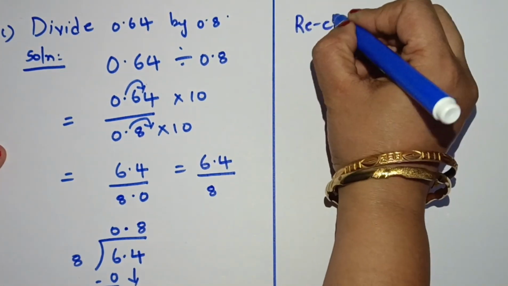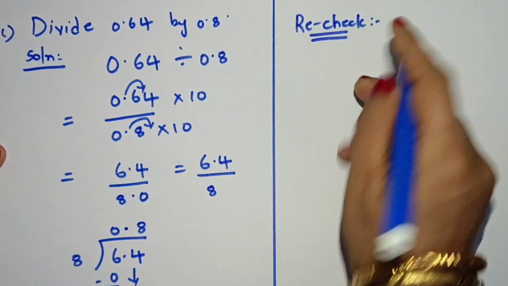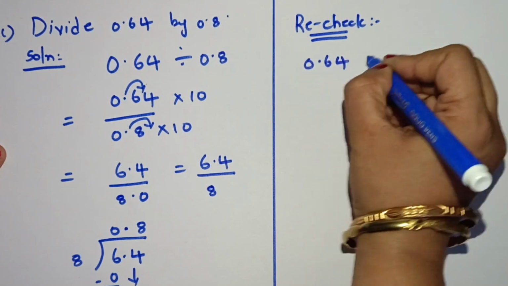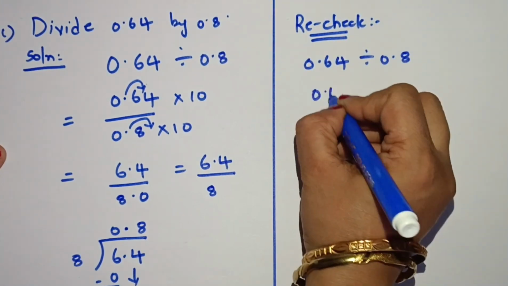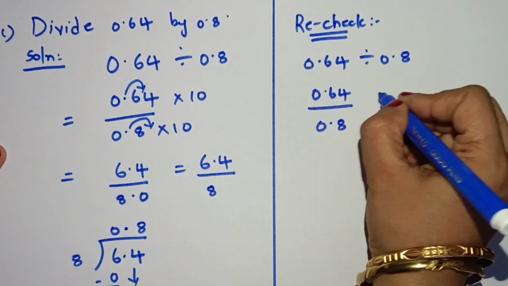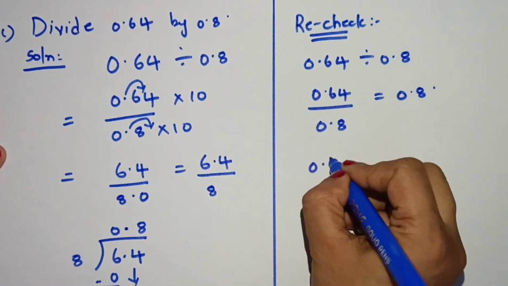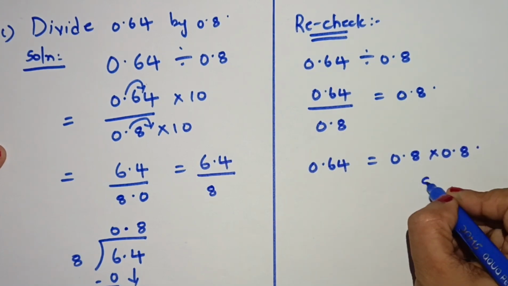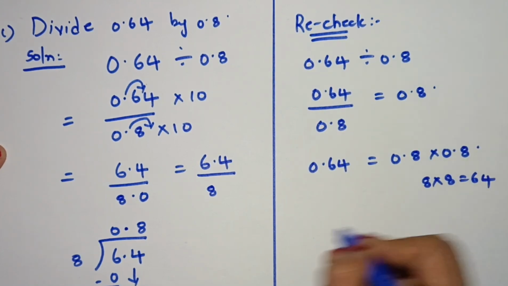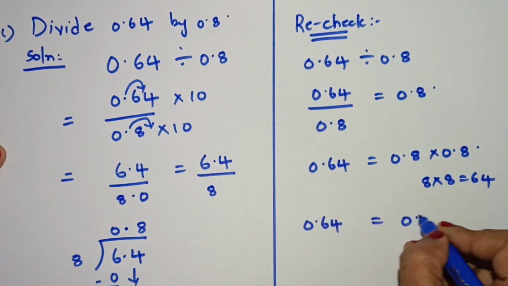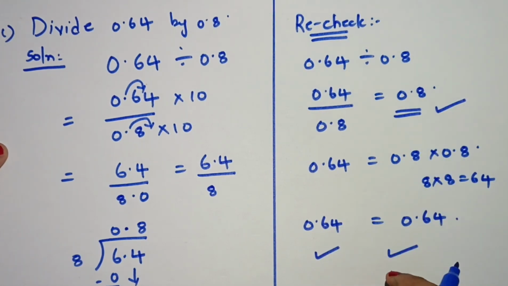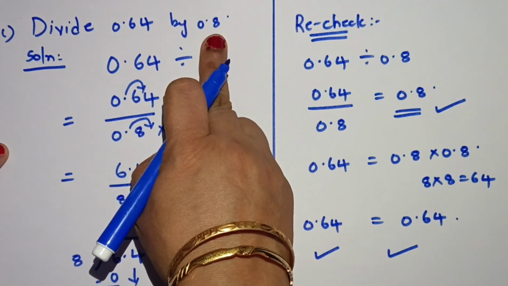Recheck. No need to solve this in your examination paper. This is just for your understanding. Now 0.64 divided by 0.8, what is the answer you got? 0.8. Keep this LHS as it is. Shift to RHS. So 8 eights are 64. So LHS is this and RHS again you got 0.64. It means your answer is correct. So in this way we have learned division of a decimal by another decimal.